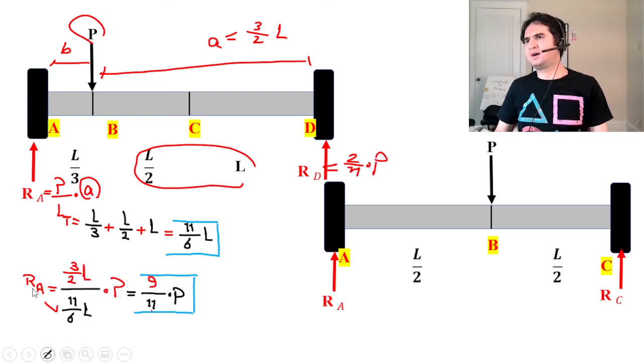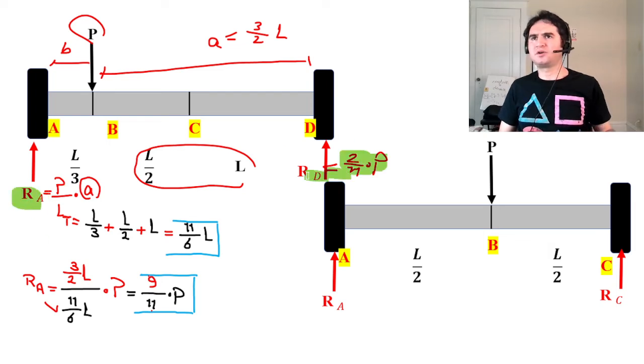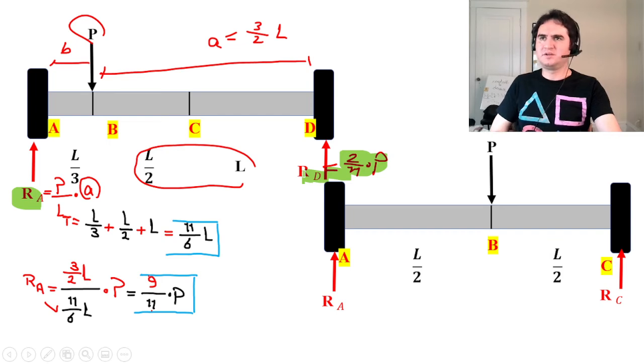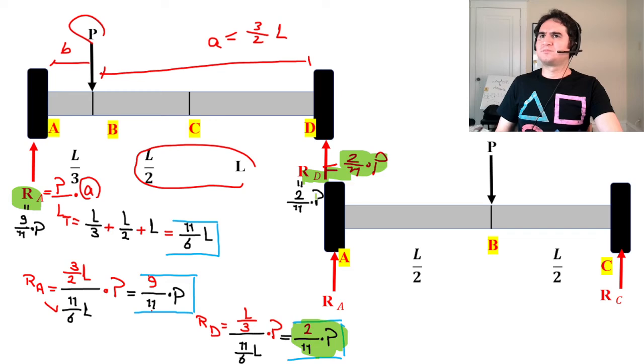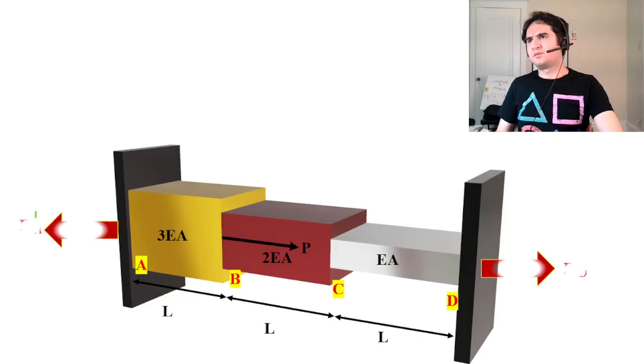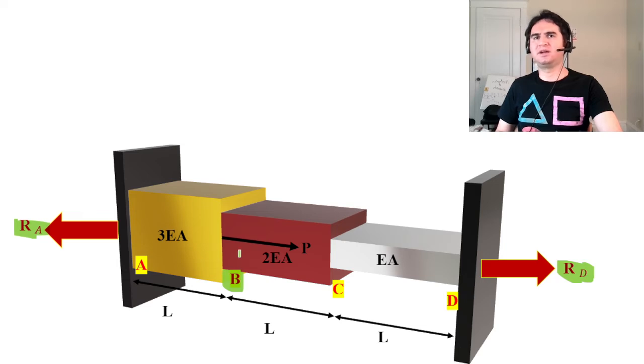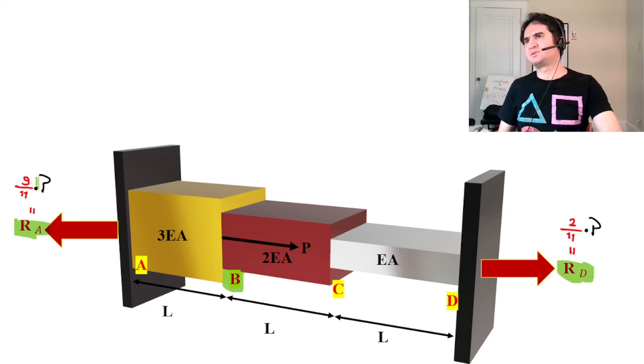So as soon as we have the forces, what Ra is and what Rd is, we can just calculate the delta. Let's continue our problem. As soon as we know what Ra and Rd are, one can easily calculate delta at any point in the structure. So that's 9, that's 2.